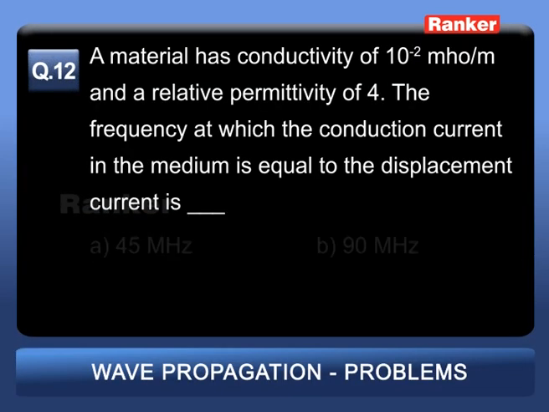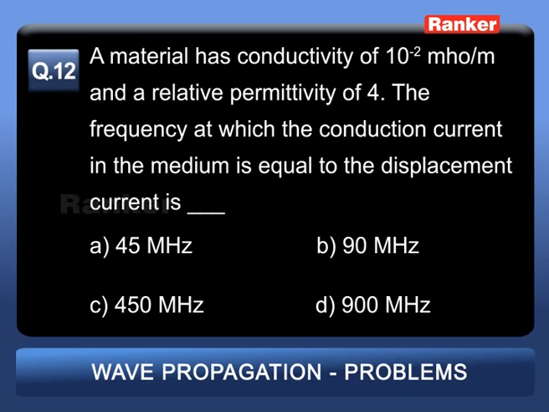A material has conductivity of 10 power minus 2 mho per meter and a relative permittivity of 4. Find the frequency at which the conduction current in the medium is equal to the displacement current. Options are given like this. Option A 45 megahertz, option B 90 megahertz, option C 450 megahertz, and option D 900 megahertz.